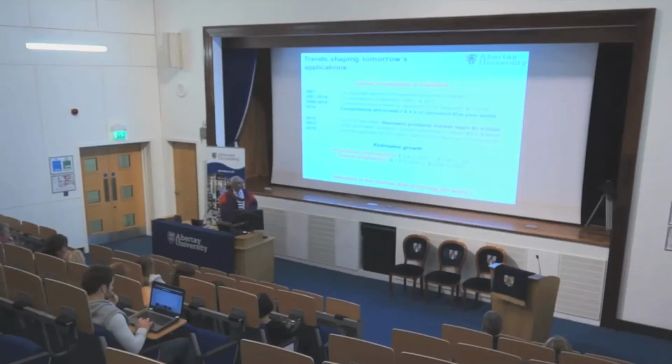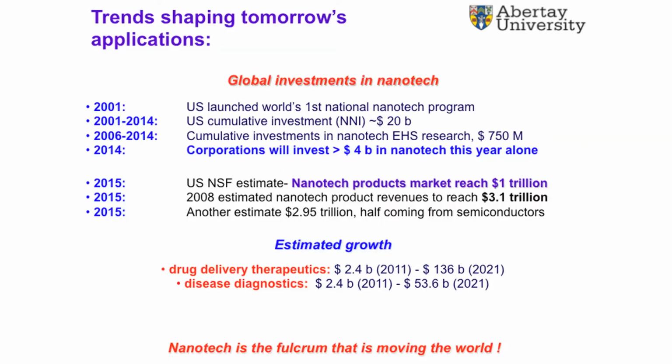So that's the nanotechnology. Just to give you something, how much investment has been there. US alone, in 2001 to 2004, 20 billion. Out of this, for health and safety, 750 million, a lot of investment. Corporations will invest in 2014 alone $4 billion. And the estimate in 2015, three different estimates are there, between 1 trillion to 3.1 trillion. So that is the estimate, trillions. Estimated growth in drug delivery and drug diagnostics is of this range.